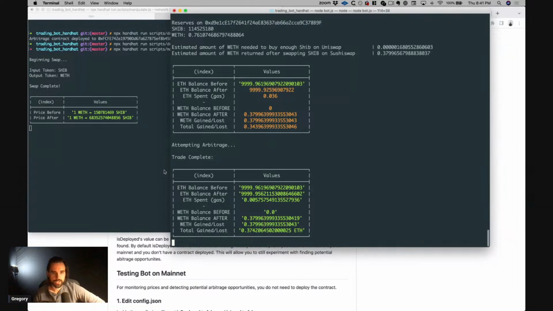So here's what actually happens. It does the trade, the trade's complete, and it's actually a little bit better than your estimation. So you actually gained a total net profit of 0.37 WETH, which, if you do the calculation on that, let's say ETH is about $1,400, 0.37 would be a $518 profit on that single trade.